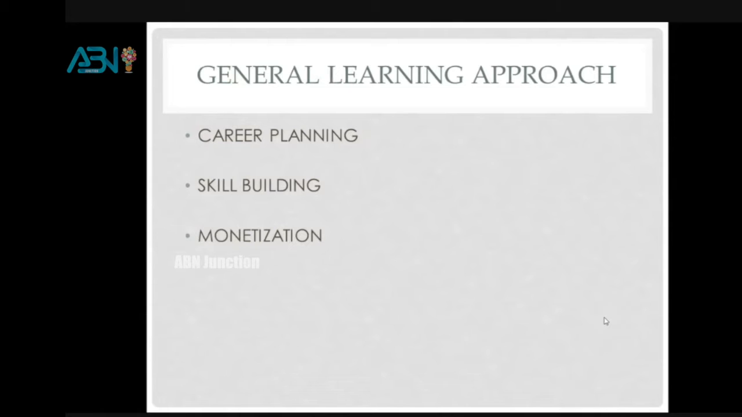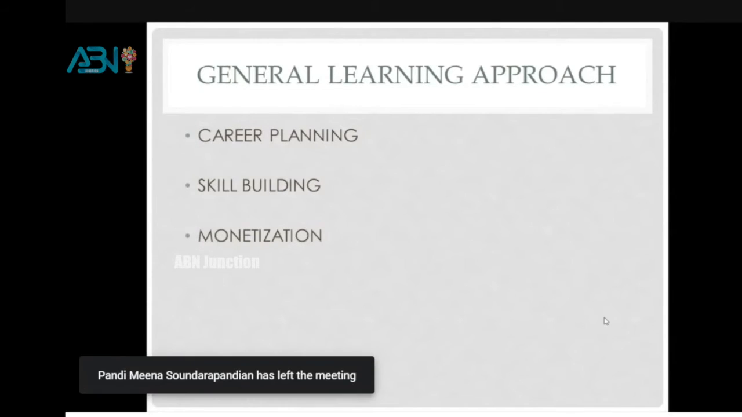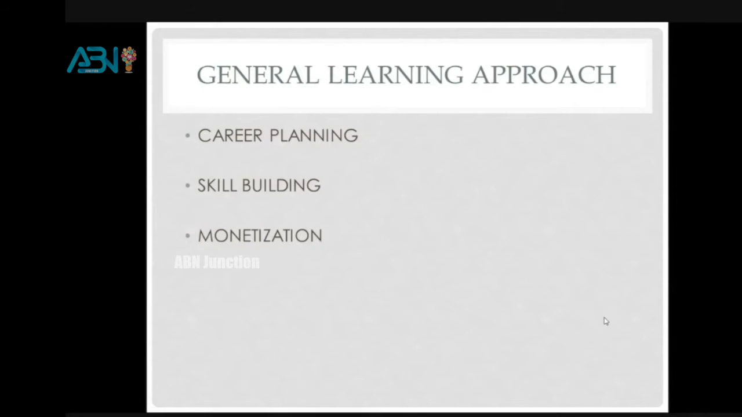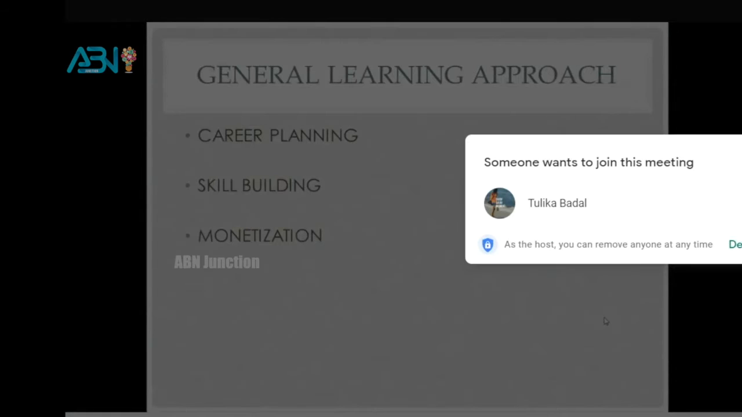So this is a path, and I would recommend all of you to follow it. First thing is you have to plan your career. A lot of people don't plan their career. They simply go on building skills, and they don't end up well. So first you have to plan your career. The next thing is you have to build your skill, which is more important.